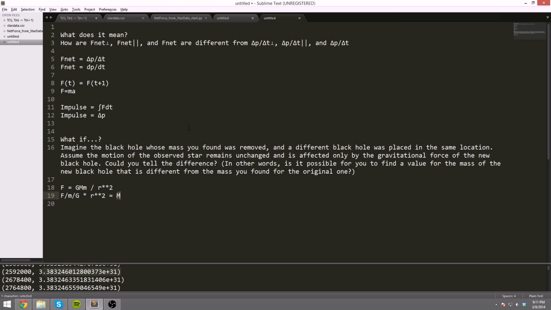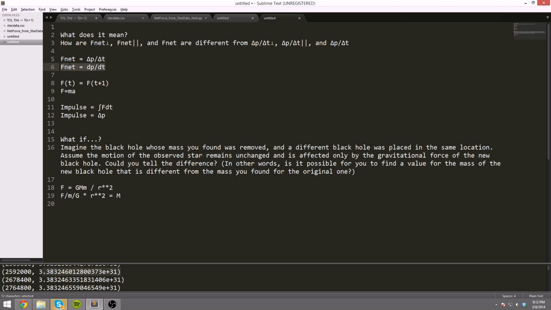So, what does this all mean? Well, first question, how are Fnet and delta P over delta t different? And the same arguments apply to the other one, so I'm just going to talk about those two. And the answer is that for a constant force, they're the same. So for a constant force, Fnet is equal to dP over dt. That's true on very short time scales, or if you're just pushing something across a table with a force of 8 newtons.